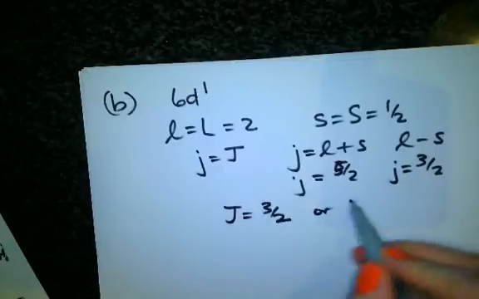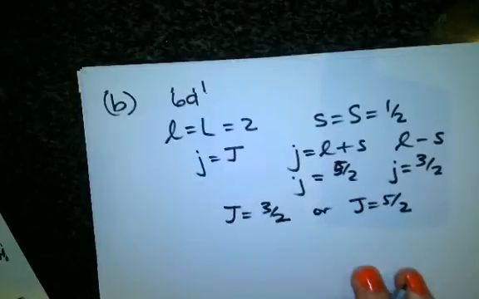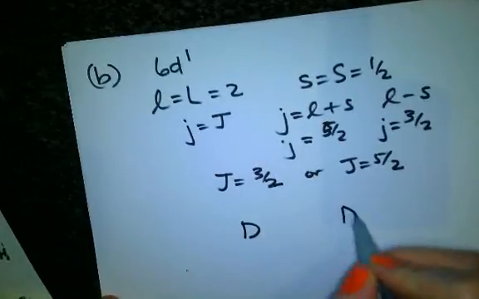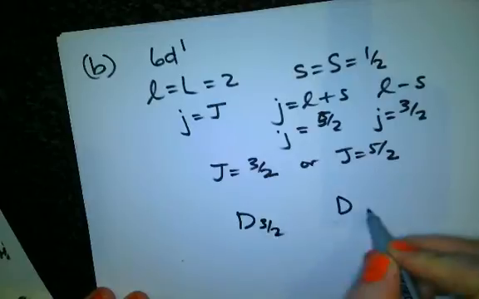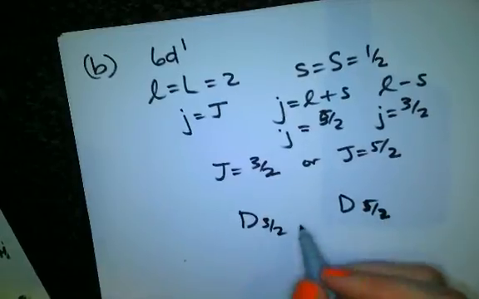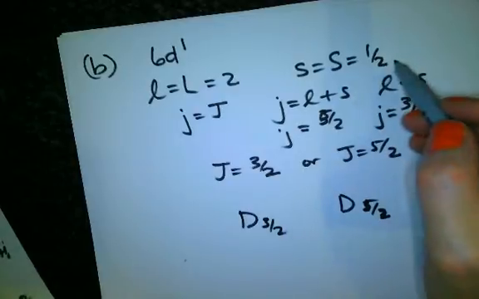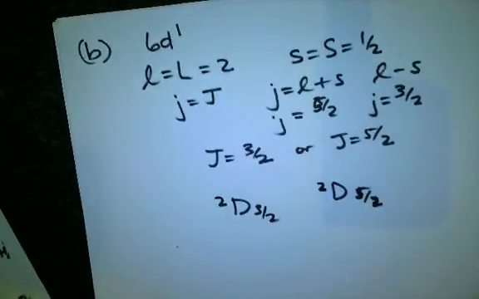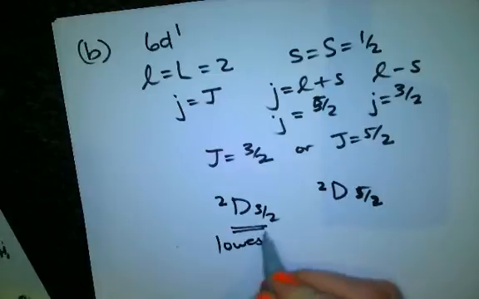Based on an L equal to 2, the symbol is D. It's split into 2 levels, 3 over 2 and 5 over 2. And then multiplicity, 2 times a half plus 1, would be 2. So there we have the 2 terms. This one is the lowest in energy because it has the lowest J.